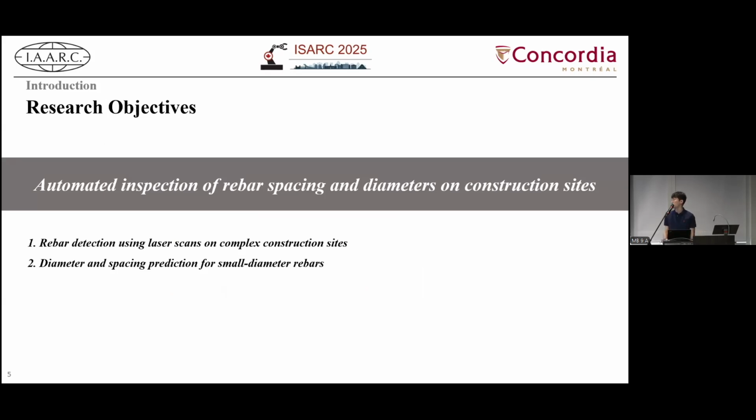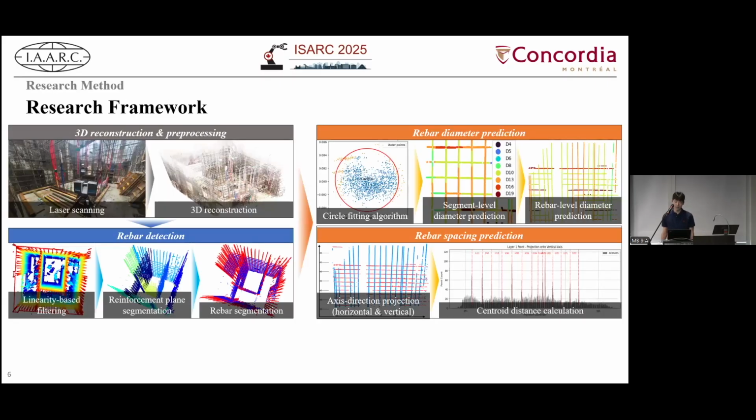For this reason, the goal of this study is to develop a methodology that automatically inspects reinforcement on construction sites. To achieve this, we detect rebar using laser scan data and automatically predict diameter and spacing. The research framework is as follows. First, we generate the 3D point cloud, and individual rebars are segmented according to their arrangement characteristics. On this basis, we predict bar diameter and spacing.